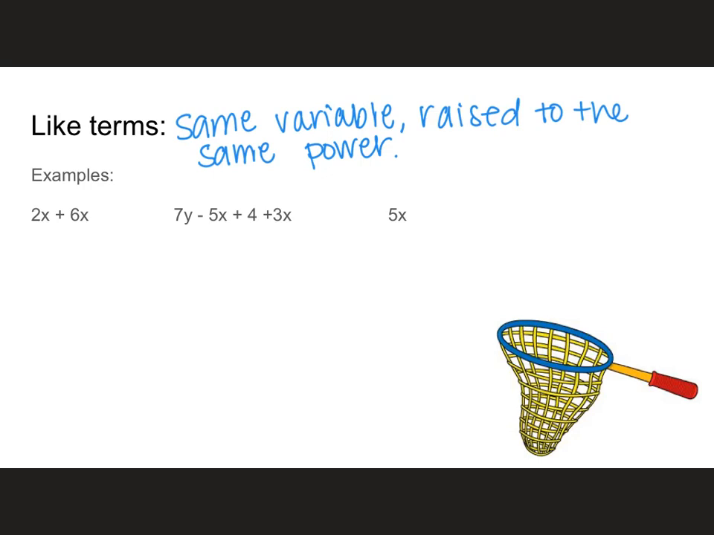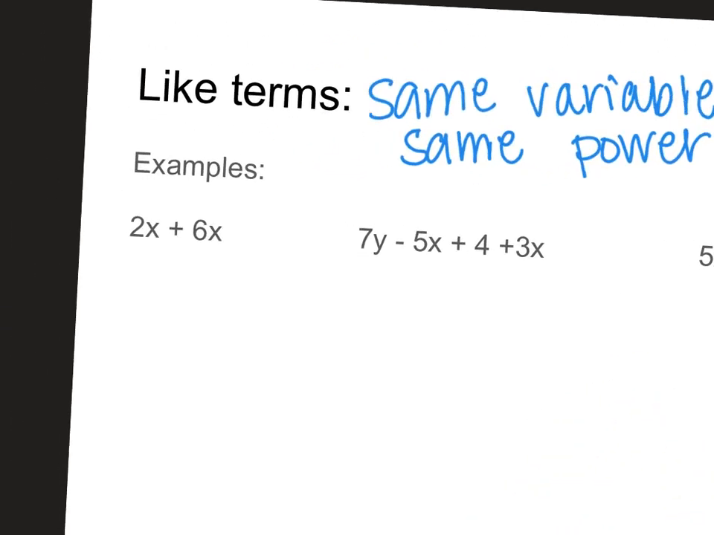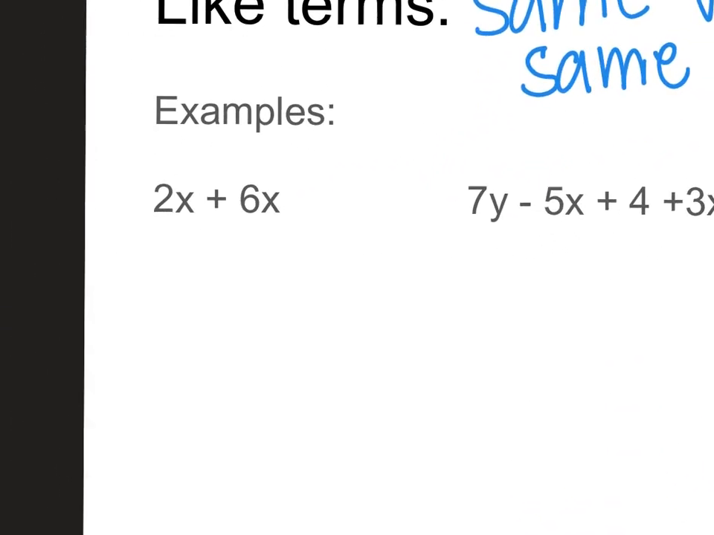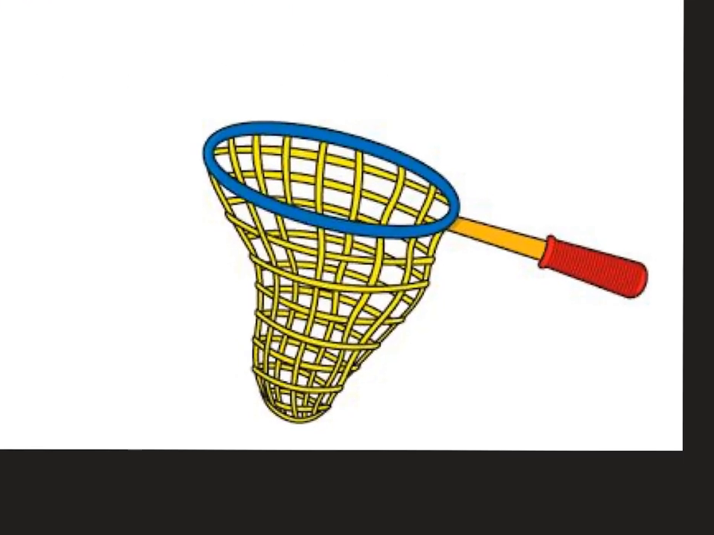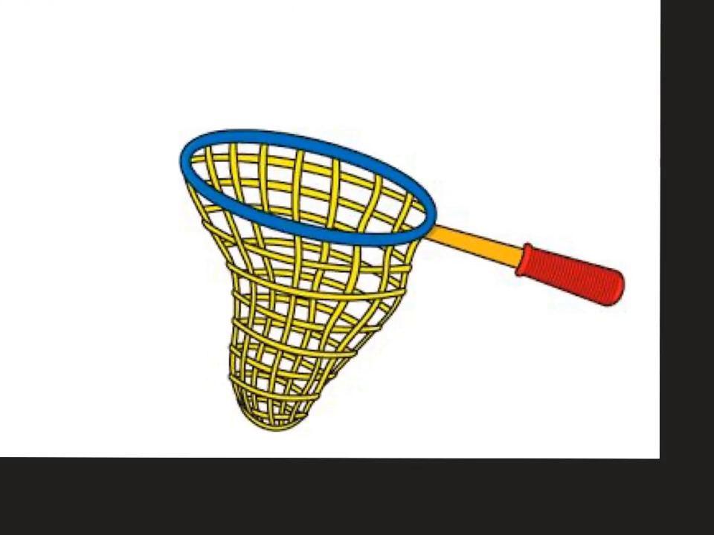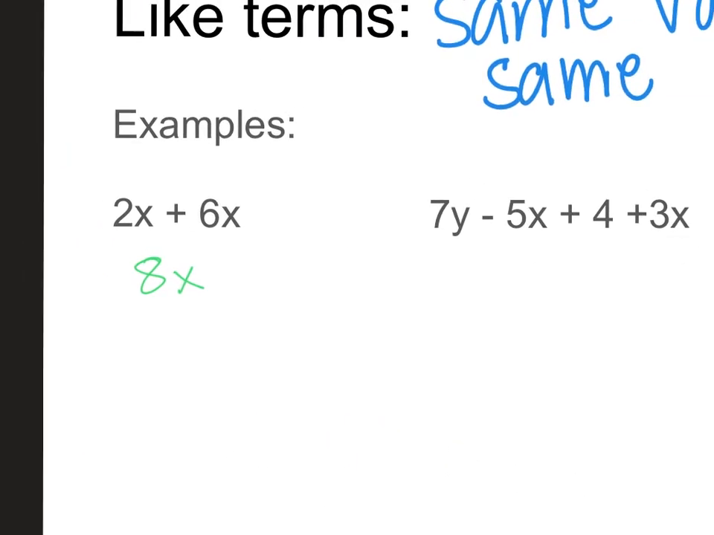The easiest way to do this is to look at examples. 2x and 6x, they are like terms. When we combine them, we have 8 x's. I think of this like a net. We collect up all the things that we can that fit into the same net that won't fall through. So all of the x terms you can add together because the coefficients do not have to be the same.